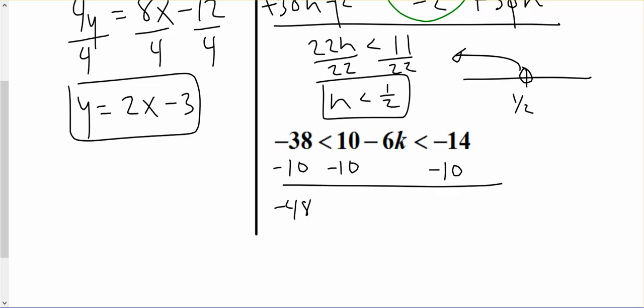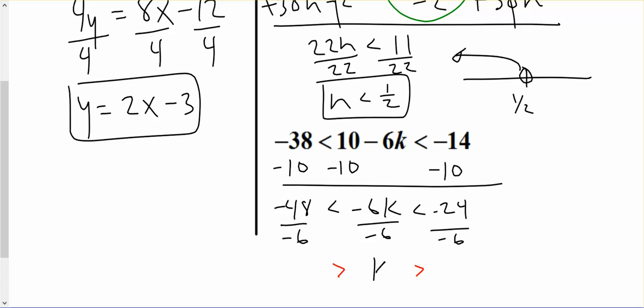Negative 48 is less than negative 6k less than negative 24. Divide by a negative 6, divide by a negative 6, divide by a negative 6. When we divide by a negative, don't forget to reverse your inequality symbols. We've got a k now. Negative 48 divided by negative 6 is positive 8. Negative 24 divided by negative 6 is positive 3. Oh, sorry, that's positive 4.